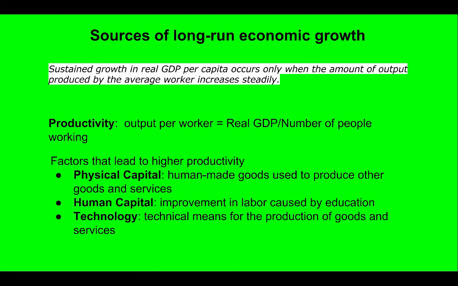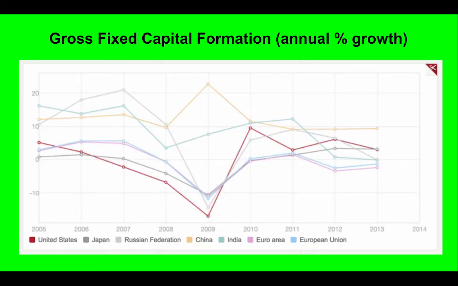So in this context, factors that lead to higher productivity, physical capital, human capital, and technology, I tried to go find some contemporary data that would help illustrate how these ideas of physical capital, human capital, and technology actually lead to higher productivity. The one I was able to find is one called gross fixed capital formation. Capital formation, think of it as investment in property, plant, and equipment, and investment in things like roads and bridges and train tracks, and call it infrastructure.